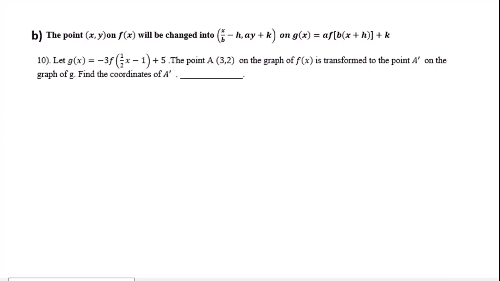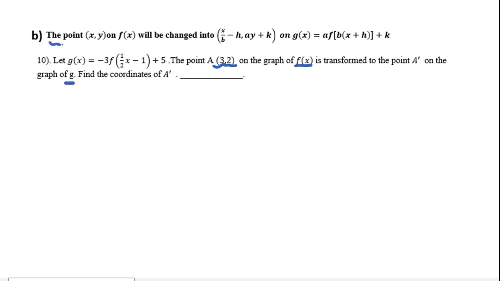Let's go to B. Number 10. Let g of x equals negative 3f of 1 half x minus 1 plus 5. The point A (3, 2) on the graph of f of x is transformed to the point A prime on the graph of g. Find the coordinate of A prime.